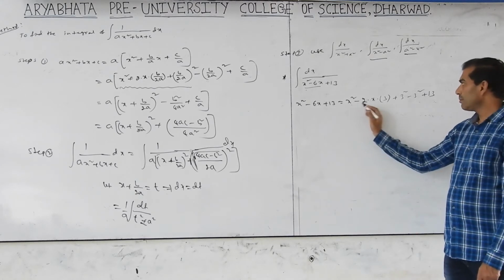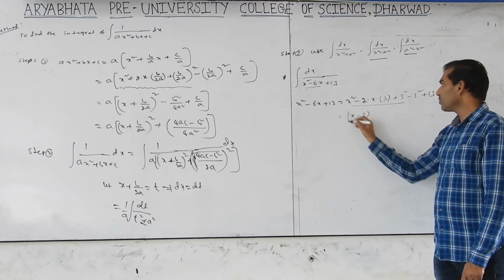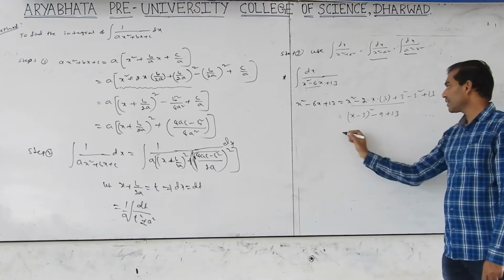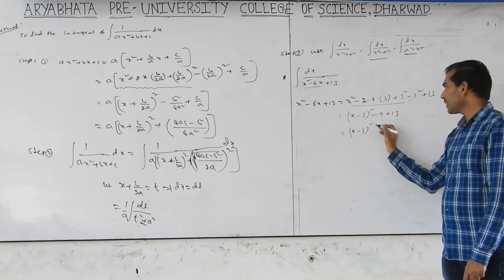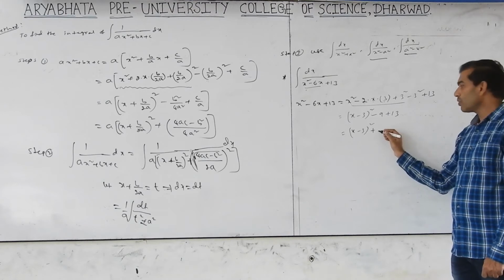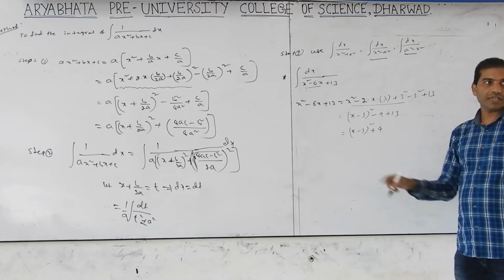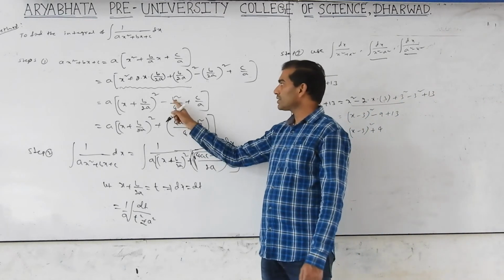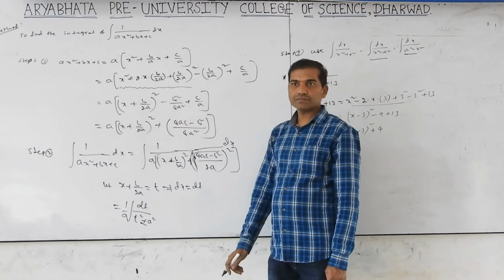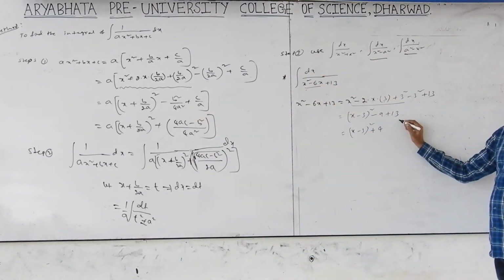Understood? Now a square minus 2ab plus b square, up to this, tell me: x minus 3 whole square, minus 3 square is 9, plus 13. X minus 3 whole square minus 9 plus 13, which is plus 4. See, plus we got it. If it is bigger than this we get minus; if it is smaller than this, we get positive. This is minus b square by 4a square, equal to minus 9, and the constant is 13.